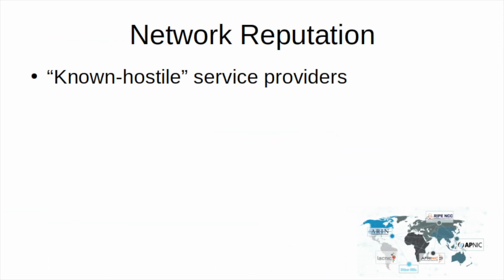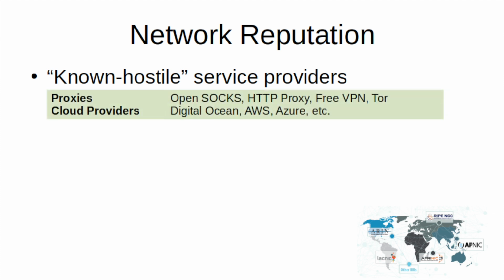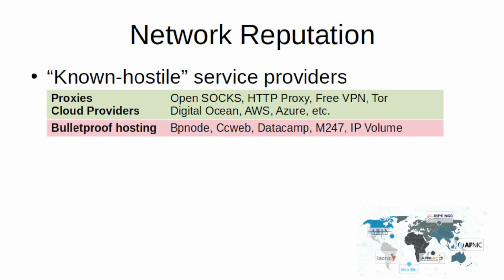Some of these service providers have known bad reputations and are known to be hostile. These include cloud and proxy providers, because attackers often prefer to relay through someone else's computer rather than attack directly. Bulletproof hosting providers cater to hostile clients. They're called bulletproof because these companies do nothing to deter hostile usage and ignore any complaints. Bad actors can operate from these providers without any fear of being shut down.